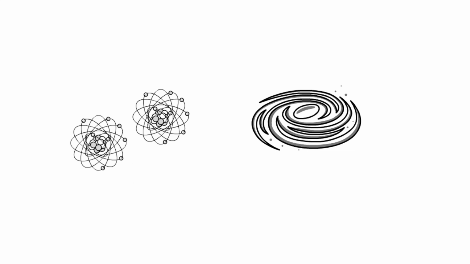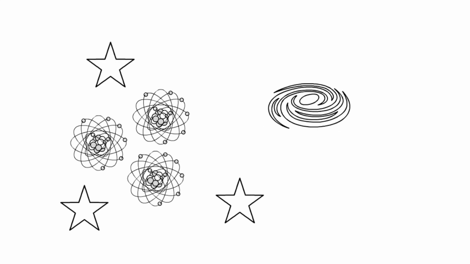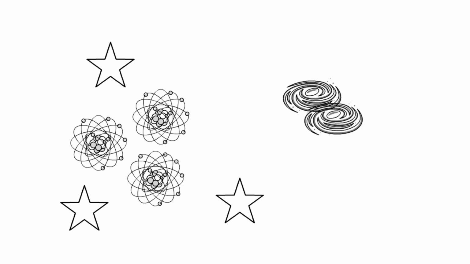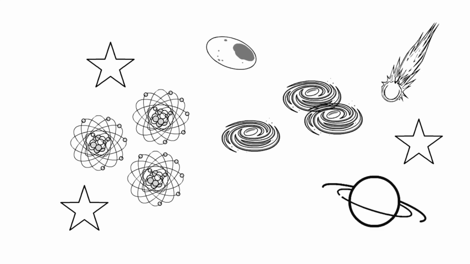Over lots of time, atoms came together to form stars and galaxies. The first stars created bigger atoms and groups of atoms. That led to more stars being born. At the same time, galaxies were crashing and grouping together. As new stars were being born and dying, things like asteroids, comets, planets, and black holes formed.